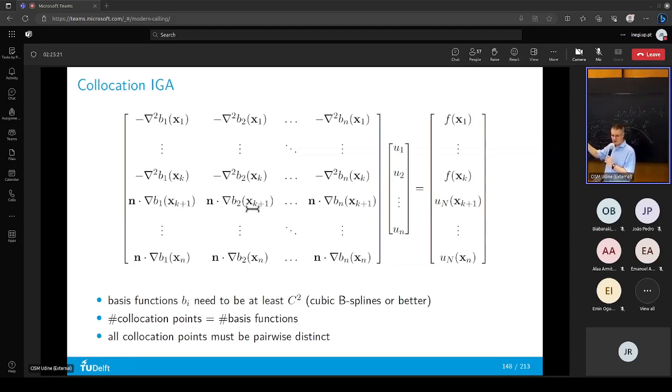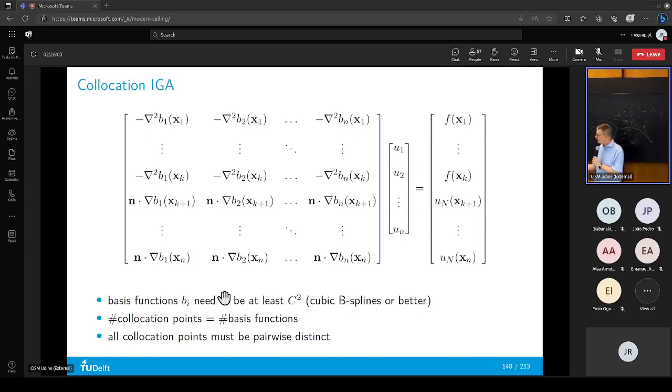In practice it's much more sparse, since if the basis function is 0 at xk, we don't have to put the term here, but just for completeness, each row corresponds, in the upper part, to the residual evaluated at one collocation point, and in the lower part, to the residual at the Neumann boundary, evaluated at the collocation point. And to make this work, well, we need a couple of things.